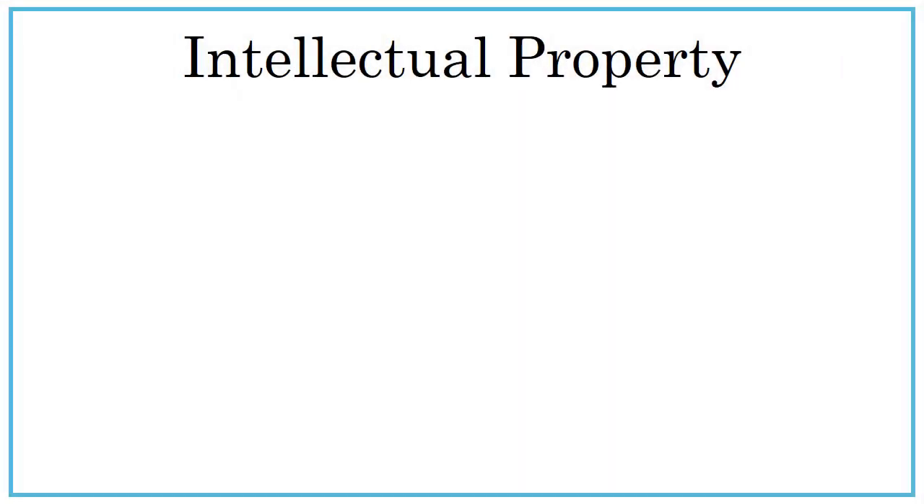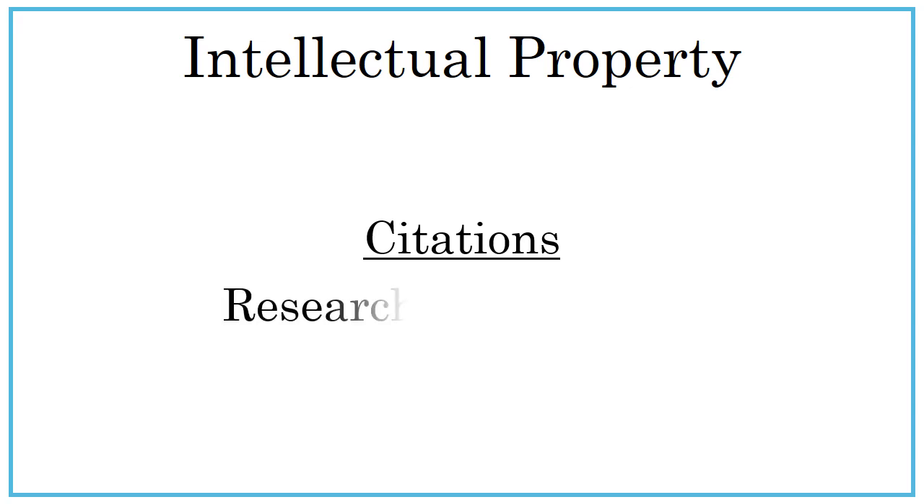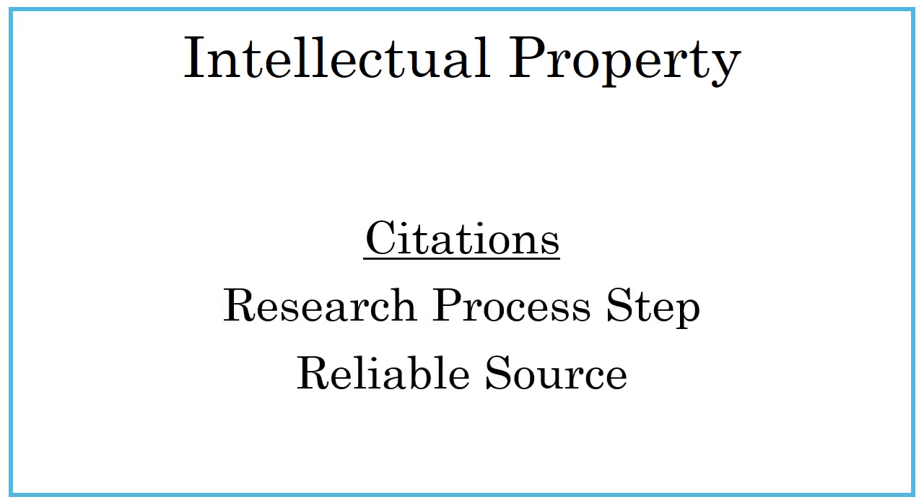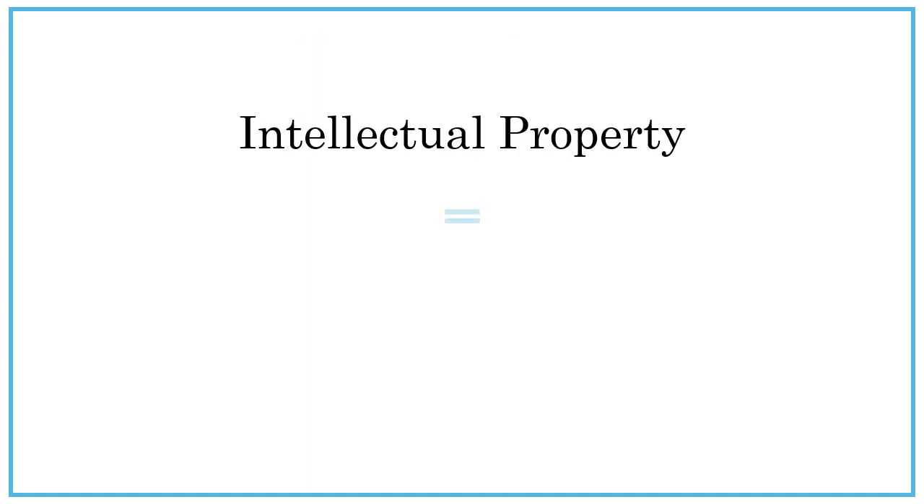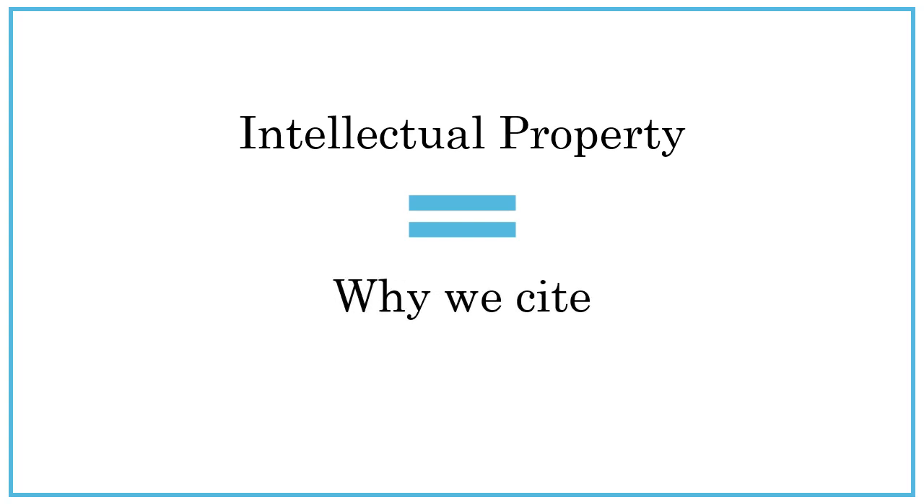In the previous lessons, we've talked about citations in two different ways, as a key step in the research process and as a way to identify reliable sources. In this lesson, you're going to learn about intellectual property, or IP, which is the underpinning of why we cite. You will also learn about plagiarism, what it is, and how to avoid it.